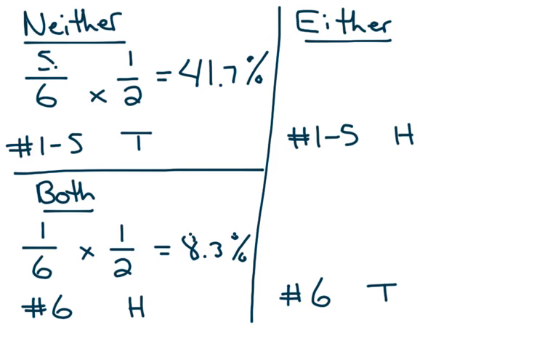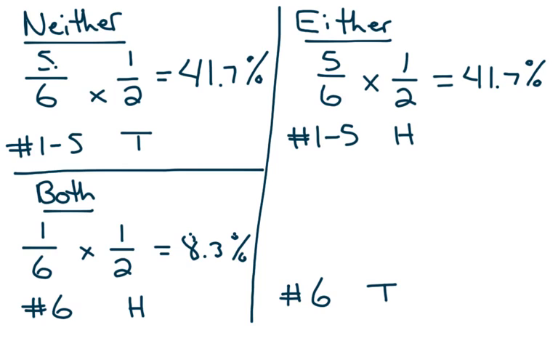Figure out the probabilities of each. So getting a 1 to 5 on the die, well, we've already looked at that. That's 5 out of 6. Probability of getting a head, 1 out of 2. Multiply those together and we get 41.7%. The other option, we get the 6 on the die. Well, there's 1 6 out of 6 possibilities. Multiply that by the probability of a tail. There's 1 tail out of 2. Work that out, find the percentage, 8.3% again.